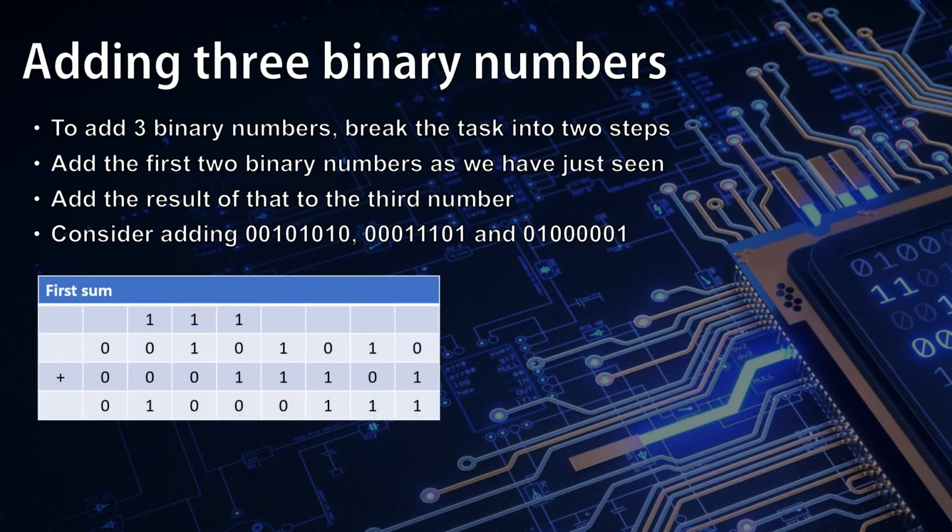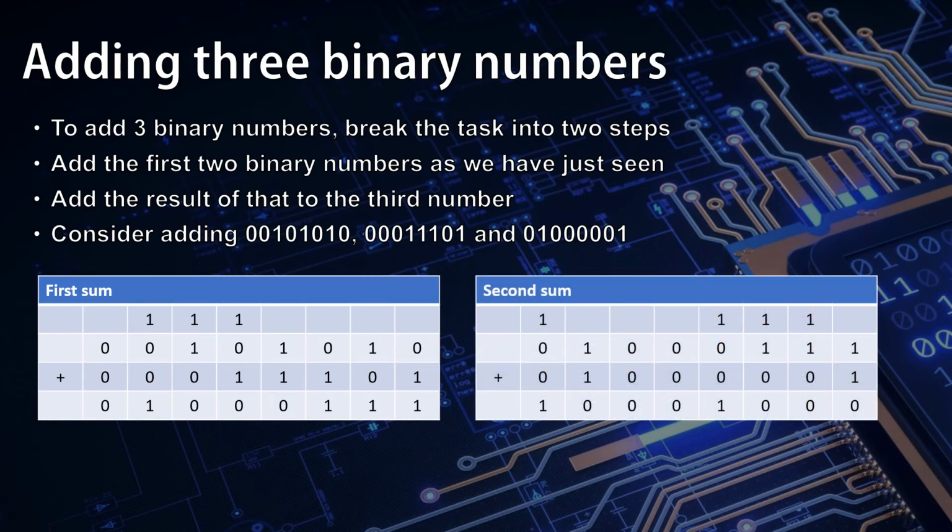0 and 1 gives us 1, 1 and 0 gives us 1, 0 and 1 gives us 1, 1 and 1 gives us 0, carry the 1, 1, 0 and 1 gives us 0, carry the 1, 1, 1 and 0 gives us 0, carry the 1, 1 and nothing else is just 1, 0 and 0 is 0. We have our number. We then use that in our second calculation, and we start again by adding the third number onto the sum of the first 2.